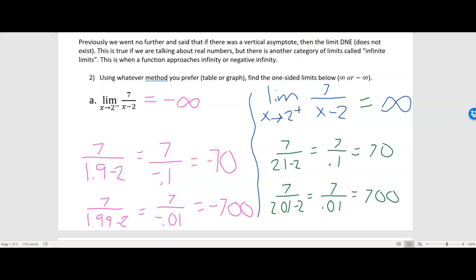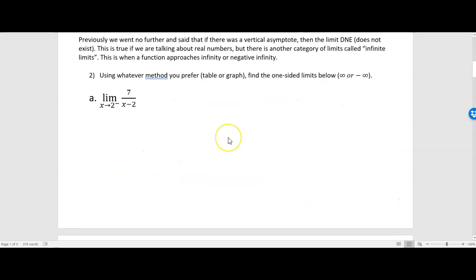So, multiple different ways. You can use a graph, you can use a table, or you can take the analytical approach if you don't have access to your calculator. All right, let's see what is next.